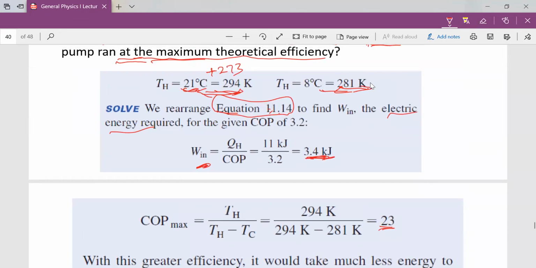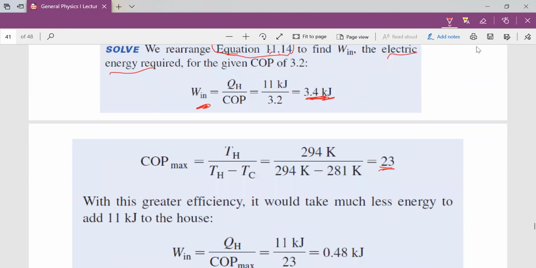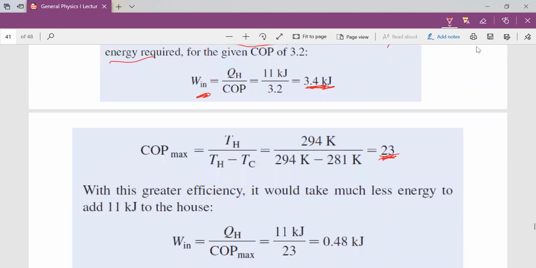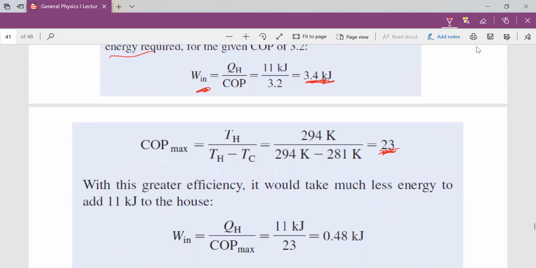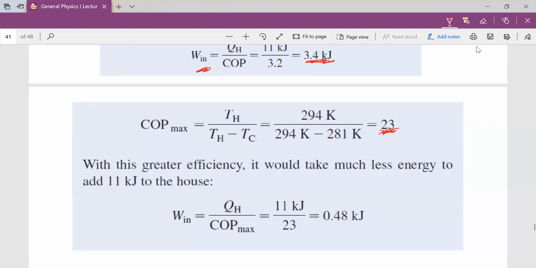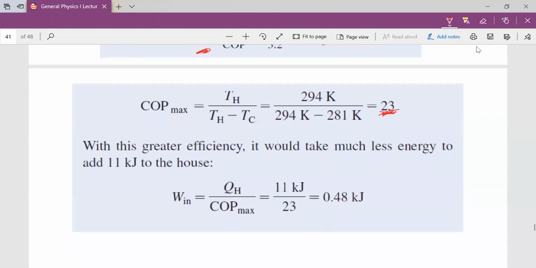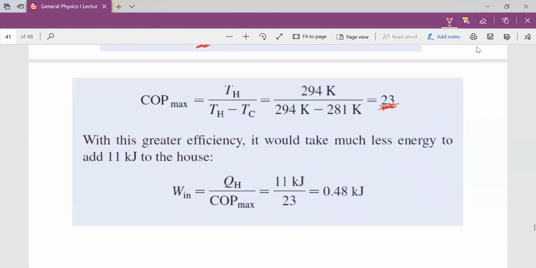It was currently functioning at 3.2. So the machine has not gone half its capacity. That is when you hear people say this machine is operating below its capacity. It can actually be made to do more. So at its maximum capacity, the coefficient of performance is 23 for this heat pump.